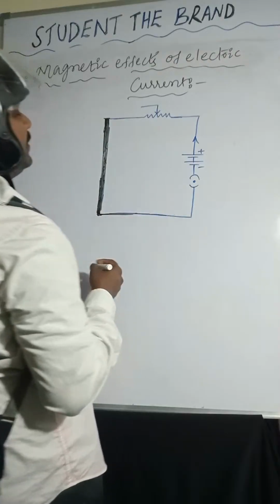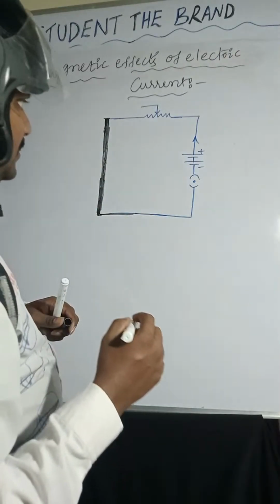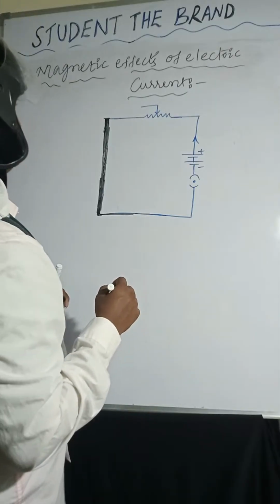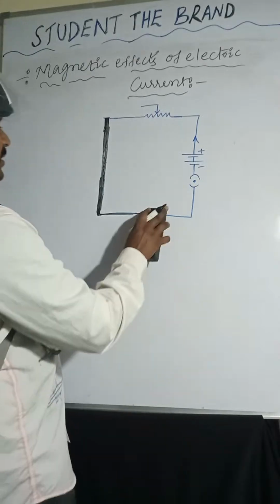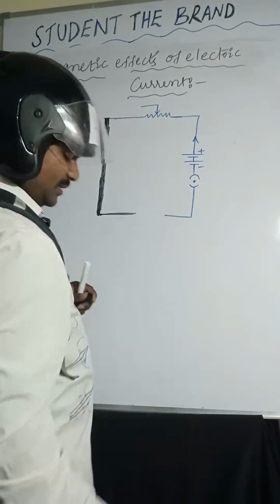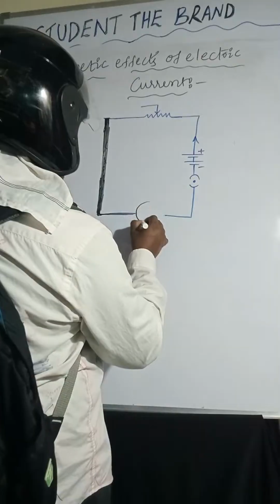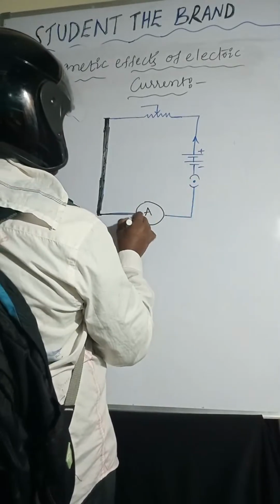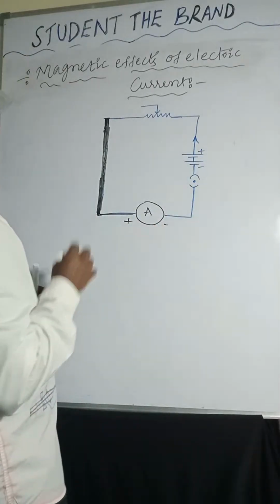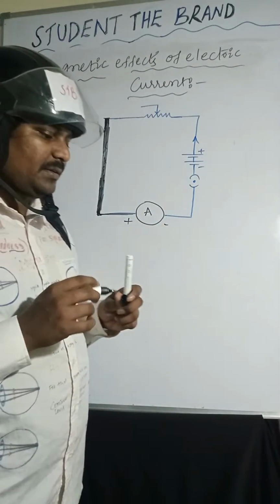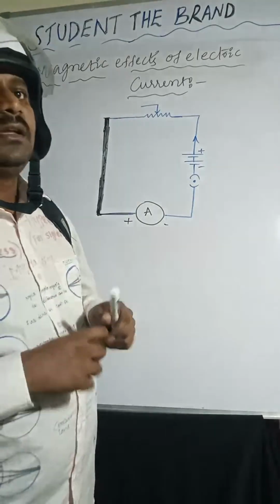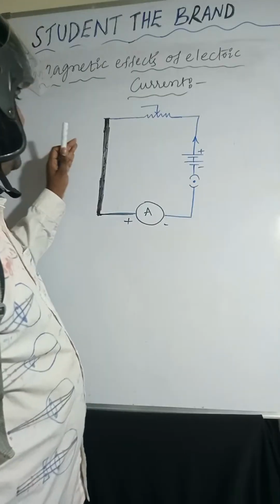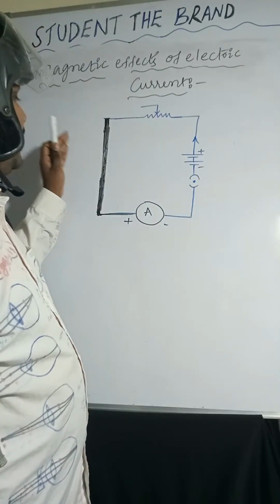Okay, so current is passing like this, and I'm placing an ammeter here to measure it. Now you can observe one thing. If the current is passing through this wire, the current is carrying that.